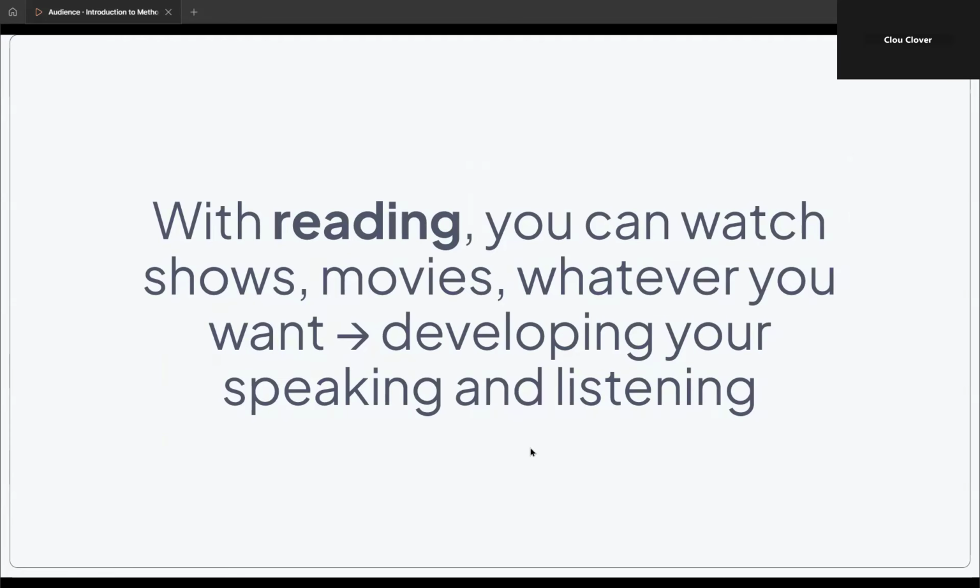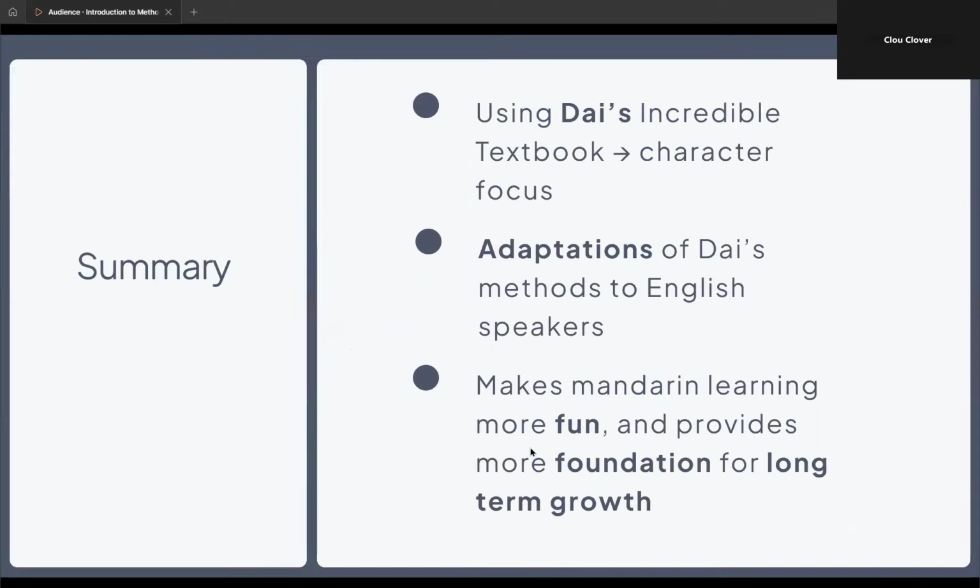With reading, you can watch shows, movies, whatever you want, especially now with subtitles, and it develops your speaking and listening. So in conclusion, we're going to use Dai's incredible textbook with a specific focus on characters. We're going to adapt his methods to English speakers, and our goal is to make Mandarin learning more fun and a profound foundation for long-term growth.